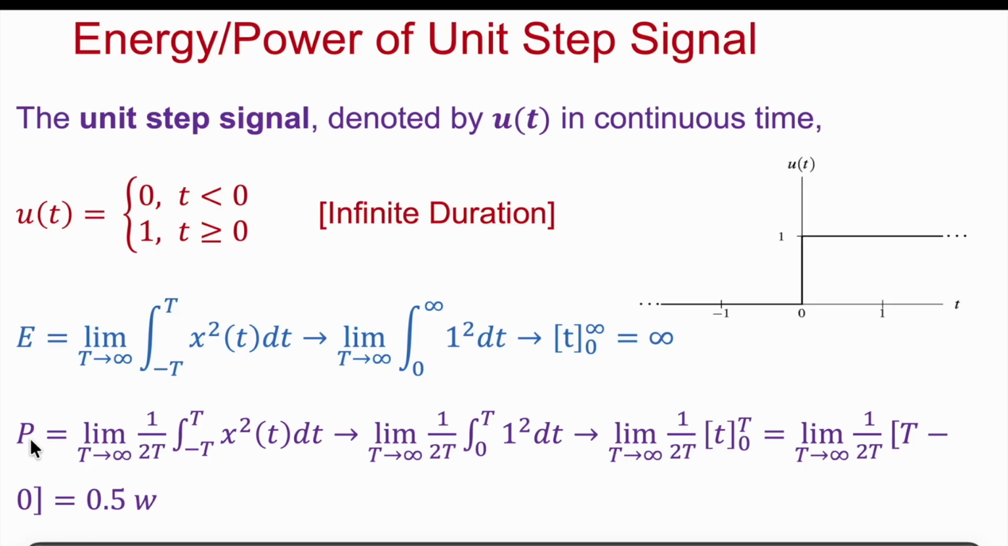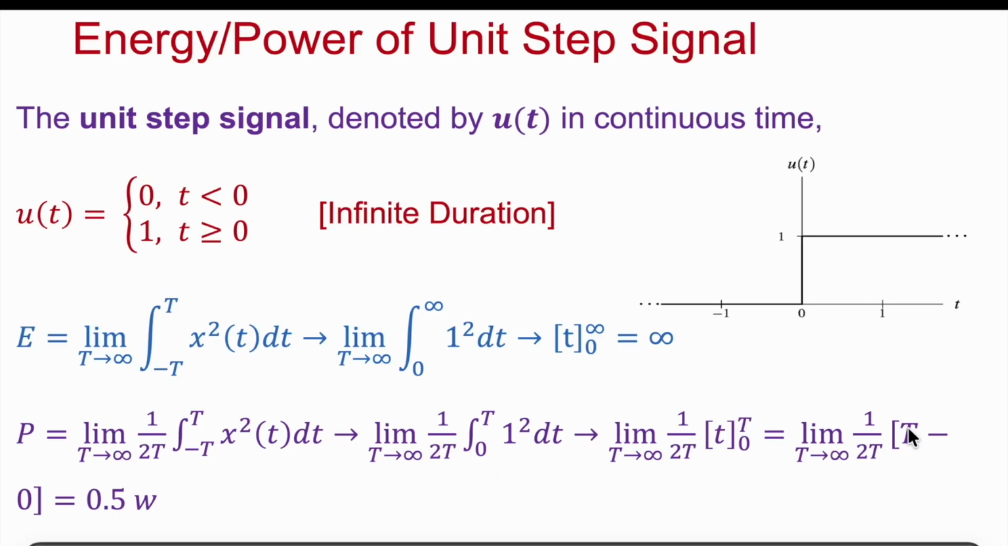The power of the signal is written using this equation: P is equal to the limit as T tends to infinity of 1 by 2T times the integral from minus T to T of the square of the input signal, and you can represent that signal using this graph. We consider the upper limit T and the lower limit 0 rather than minus T, because we don't have any signal from 0 to minus infinity. The answer is 1 squared. Again the integral of 1 is T, so 1 by 2T into T.